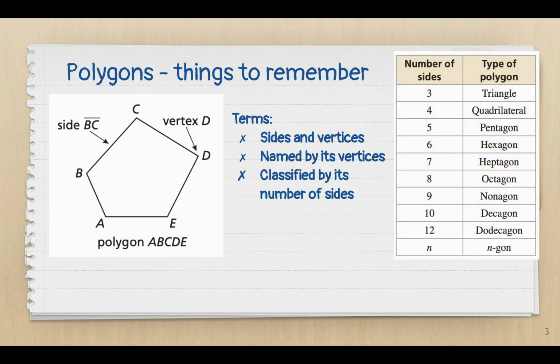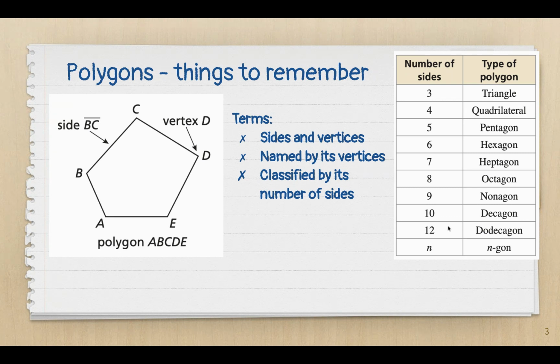Here are some classifications. A 3-sided polygon is a triangle, 4-sided is a quadrilateral, 5-sided is a pentagon, then hexagon, heptagon, octagon, nonagon, decagon. We skip 11, I'm not sure why, but a 12-sided polygon is a dodecagon. Does anyone know what an 11-sided polygon is called? Do you remember that from previous math courses? It is a hendecagon.